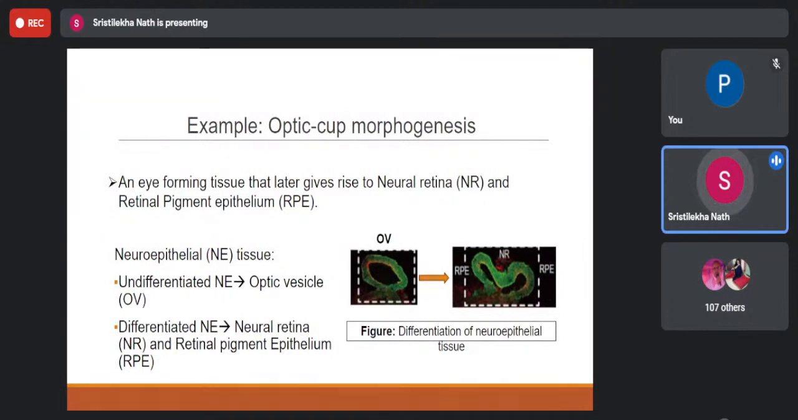On the right side of the slide, you can see there is a semi-spherical tissue that is the neuroepithelial tissue. We all know that the origin of retinal tissue is neuroectoderm. When they cultured the neuroepithelium, it first formed an optic vesicle. When the optic vesicle undergoes differentiation, it forms NR in the middle and surrounding RPE. Together they constitute the retinal tissue that is later used to hold the lens that helps us with vision.